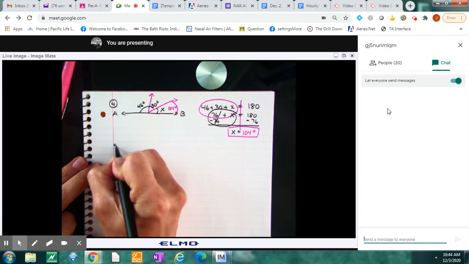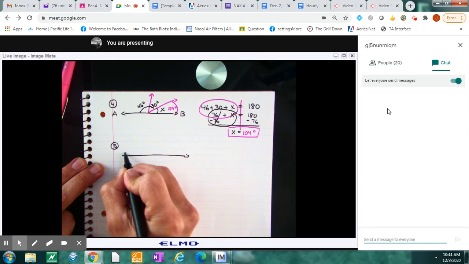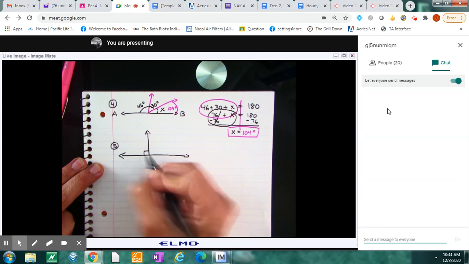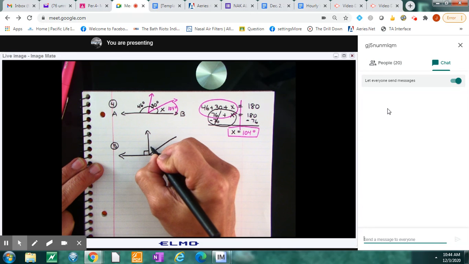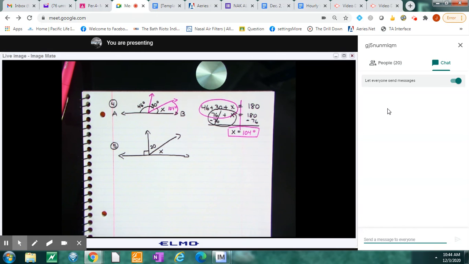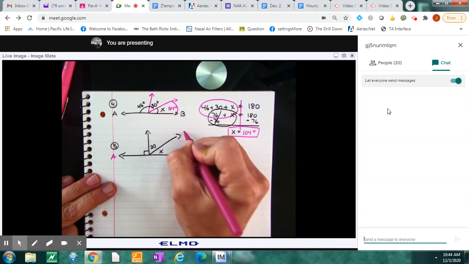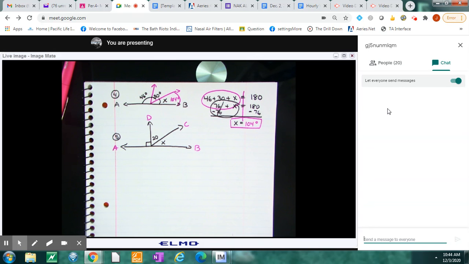So number five. Again. So we got this. I'm gonna put a little box. Okay, so let's go ahead and put A, B, C, D. All they want to do is find your X. Okay, find your X.